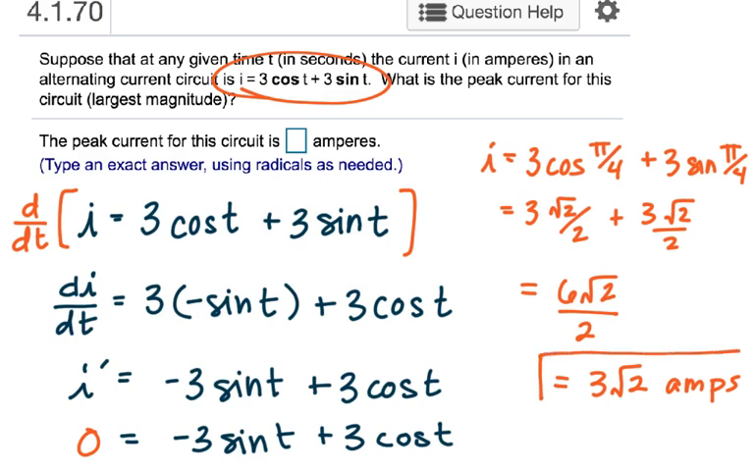So that is the current at the max. So the derivative tells us where the max or min occurs. But if we need to determine something with that function, we need to plug it back in to the original problem.